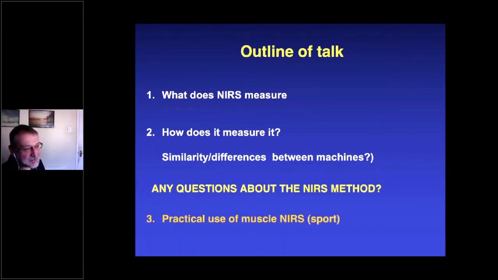Oh, okay, here's another one. What is your experience on sensitivity to small changes in location of the sensor?